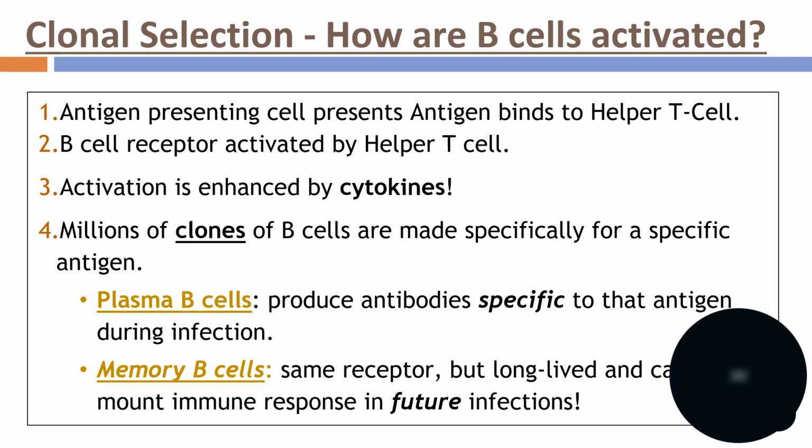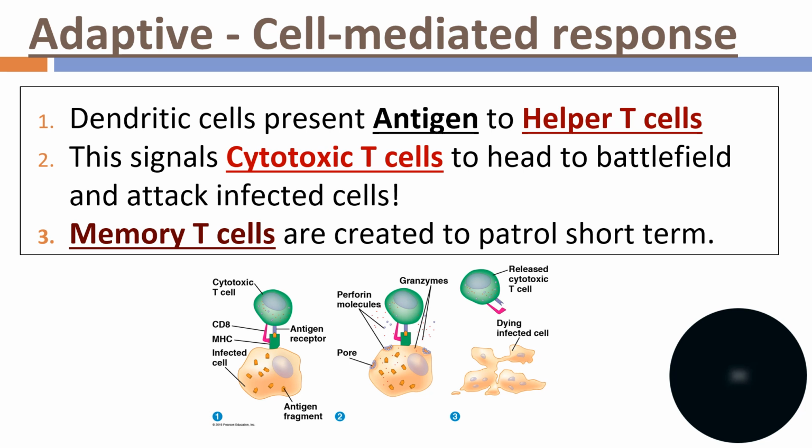We're going to have plasma B cells. These are going to produce antibodies specific to the antigen during infection. And we're also going to have memory B cells. These are going to have the same receptor, but they're really long-lived. The reason why this type of cell is so important is because when we are then exposed to that pathogen in the future, these are the cells that are going to remember that and respond accordingly. So these are really, really helpful in our future infections.